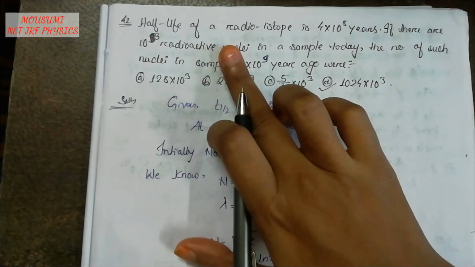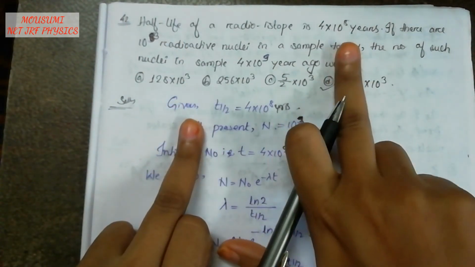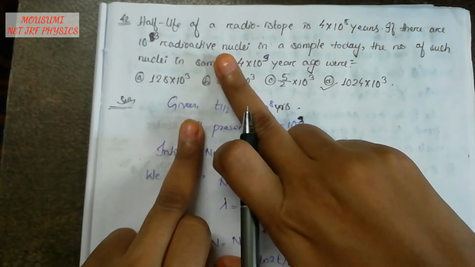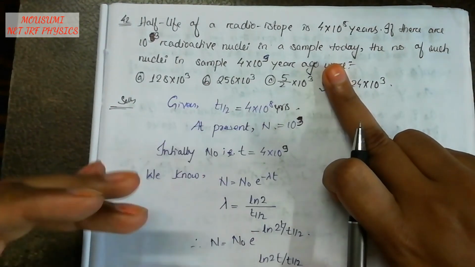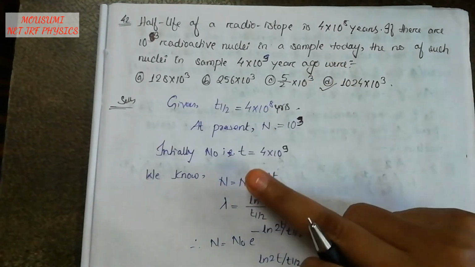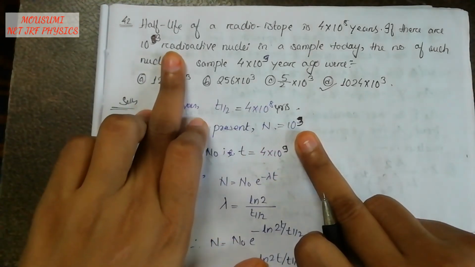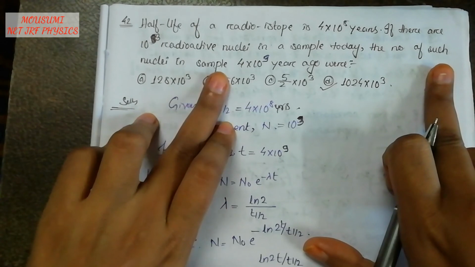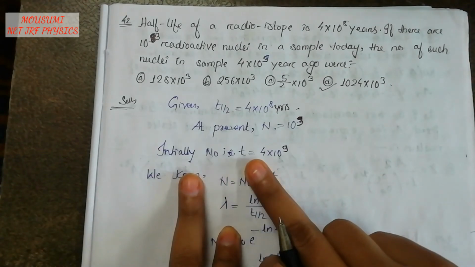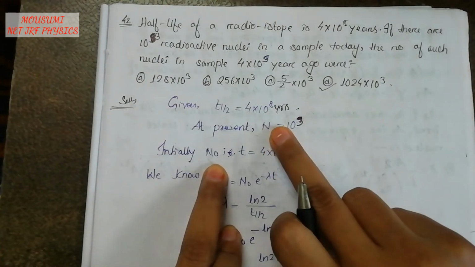Here next, the half-life of a radioisotope is 4 × 10⁸ years. So this is the T half for a radioisotope, that is 4 × 10⁸. Next, it is said that if there are 10⁻³ radioactive nuclei in a sample today, that means at present 10⁻³ radioactive nuclei are there. If we consider n to be the number for today, then n is equal to 10⁻³, right? And we are asked to find the number of such nuclei in the sample this many years ago. So initially we consider n0, that is at time t equals 4 × 10⁹ years. n0 is that number considered. Presently it's n.